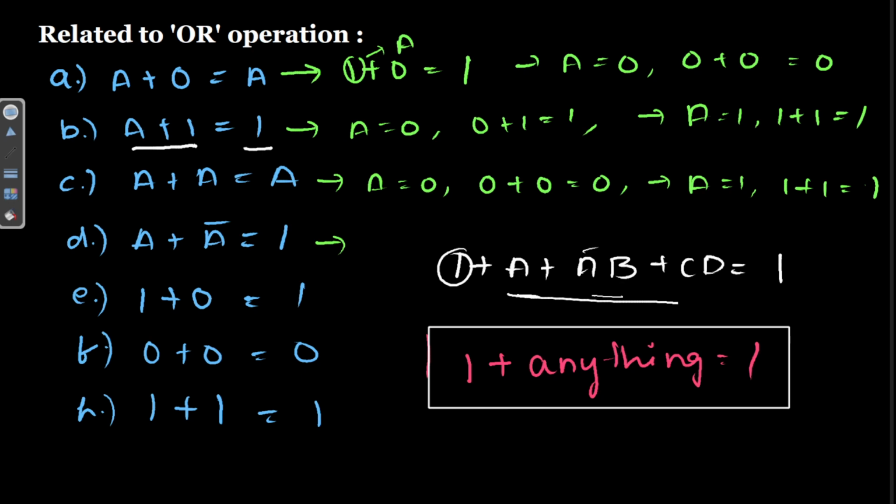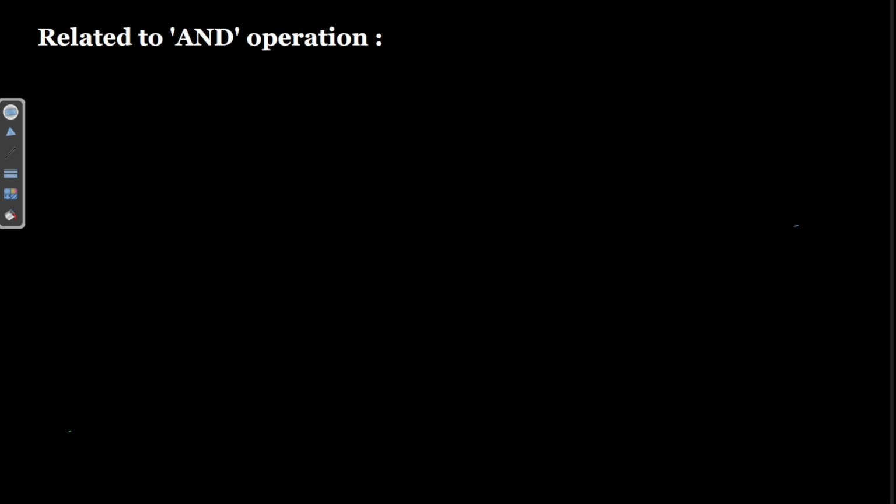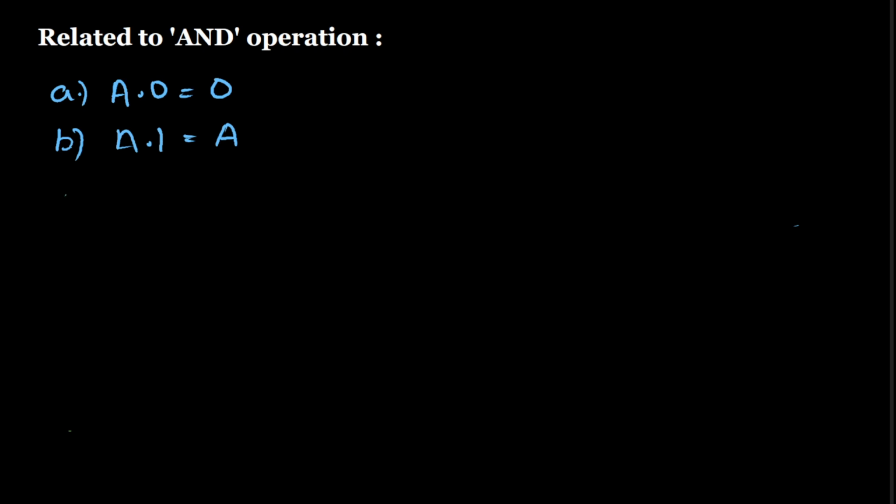That's all. And next we will see the properties that are related to our AND operation as well. First one: a dot 0, a and 0, will always be equal to 0. If you multiply a with 1, then my answer will always be a. Similarly, if I am multiplying a into a, my answer will always be a. And if I am doing a into a bar, then my answer will always be equal to 0.